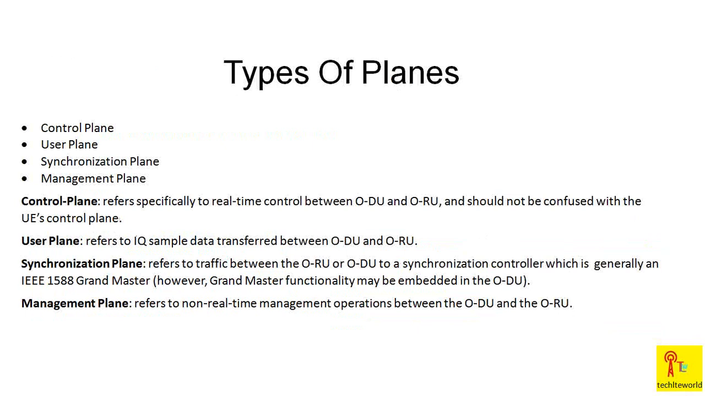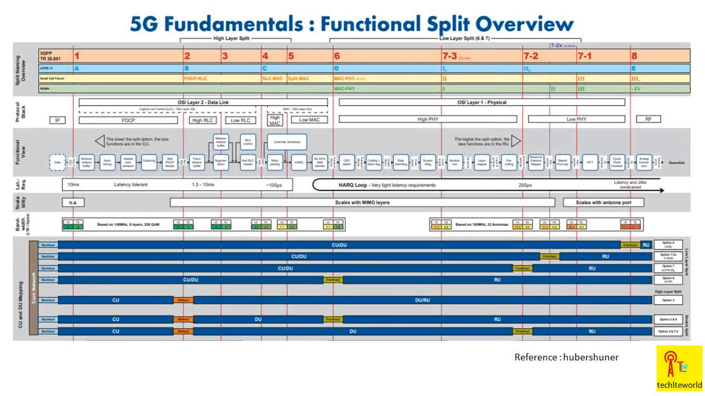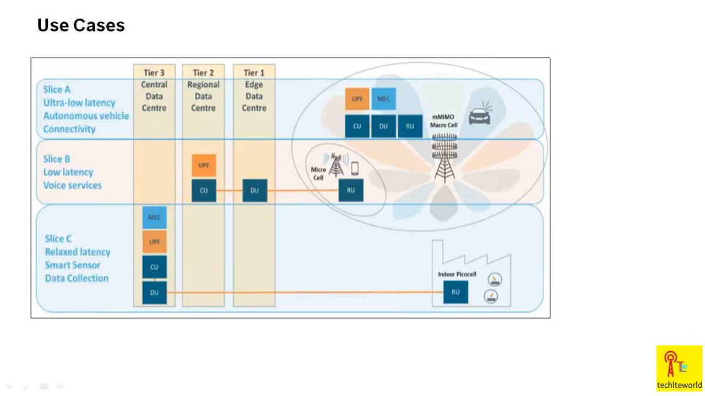It's before use cases. Yeah, so if you can see this, you all can zoom this slide. If you can see, we have different split options: 7, 7.1, 7.2, 7.3, then we have 1, 2, 3, 4, 5, 6.